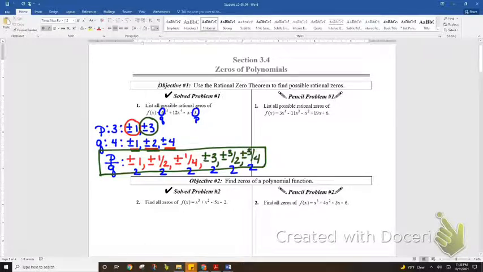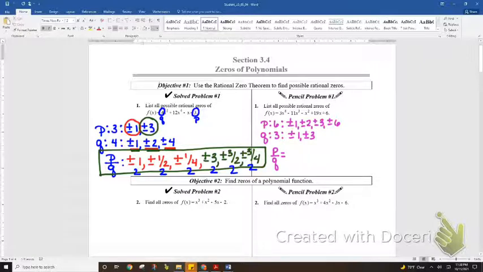Okay, so P is going to be the factors of my constant term, which is a 6. And so the factors of 6 are 1, 2, 3, and 6. Q are going to be the factors of my leading coefficient, which is a 3. So plus or minus 1, plus or minus 3. And so my possible rational zeros are going to be all of my P's over all of my Q's.